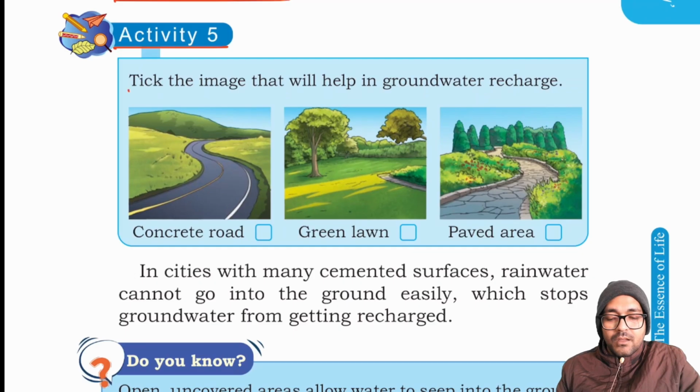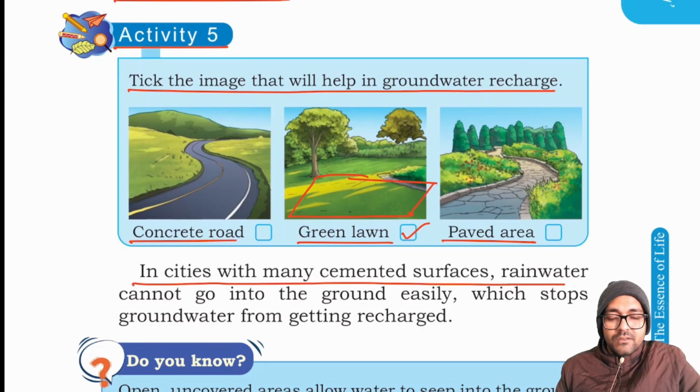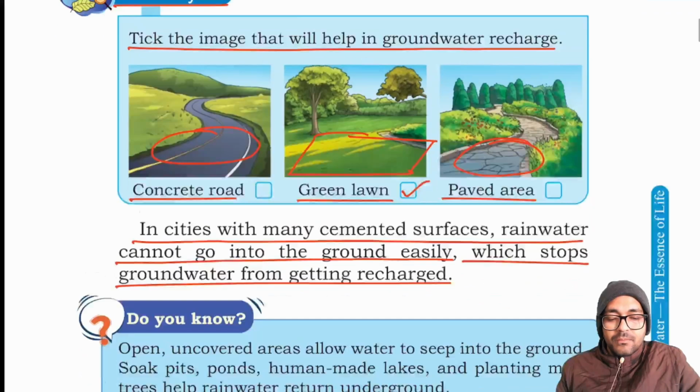Activity 5. Take the images that will help in groundwater recharge. Concrete road, green lawn, paved area. The answer will be green lawn. It is because its top layer is soil itself. In cities with many cemented surfaces, rainwater cannot go into the ground easily, which stops groundwater from getting recharged. The road and paved area prevent water from seeping down.